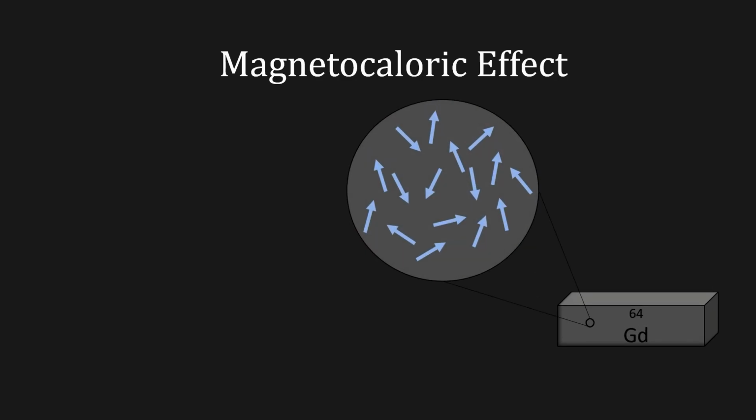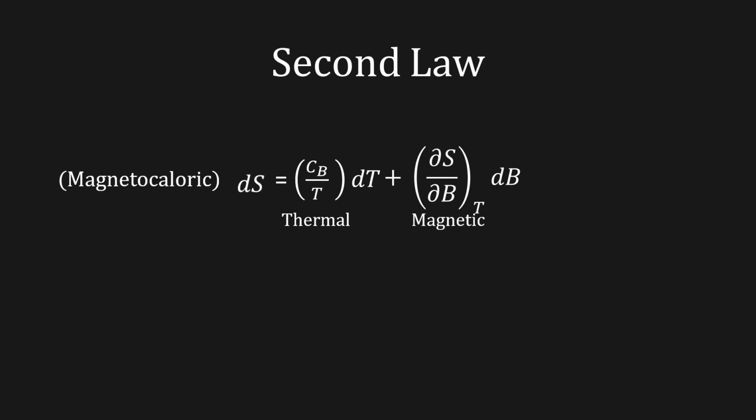In a ferromagnetic material, each atom acts as a tiny magnetic dipole. Without an external magnetic field, these dipoles are randomly oriented, placing the material in a high magnetic entropy state. From the second law of thermodynamics, the total entropy of the magnetocaloric system can be expressed as the sum of the thermal and magnetic contributions. This means that entropy changes can come from both temperature and applied magnetic fields.